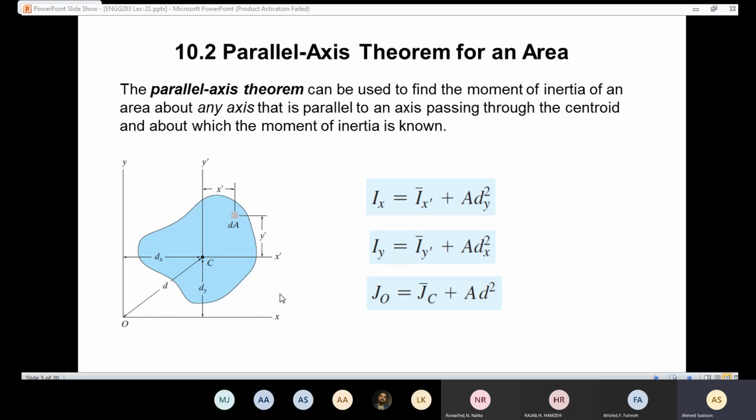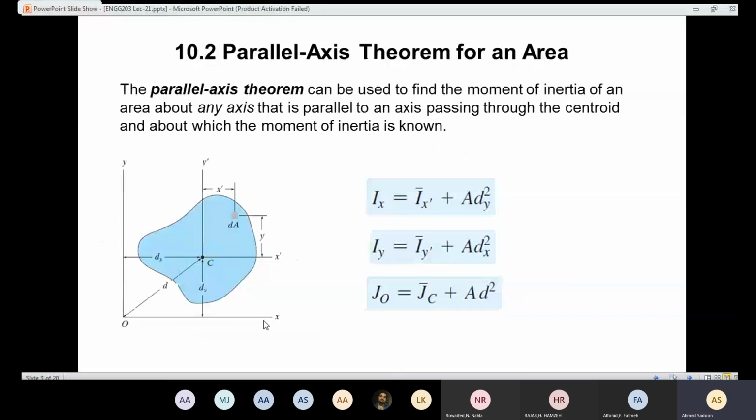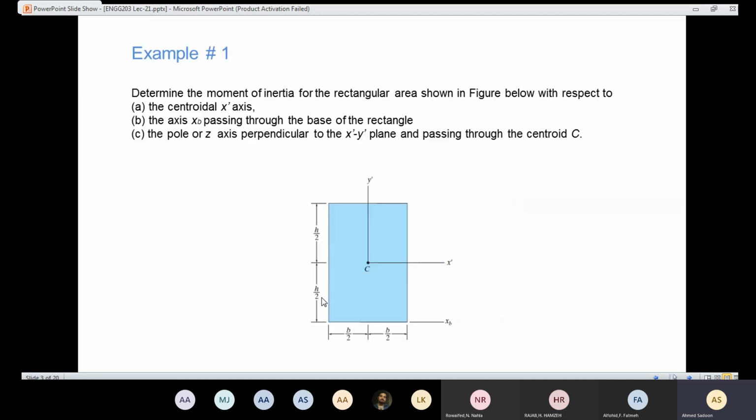I have the first concept here, how to determine the moment of inertia for a certain area about a certain axis. And here, the parallel axis theorem, we are going to take advantage of the moment of inertia about the centroid, and we are going to determine the moment of inertia about any axis using the moment of inertia about the centroid. So let's see an example so that we can connect all these concepts together.